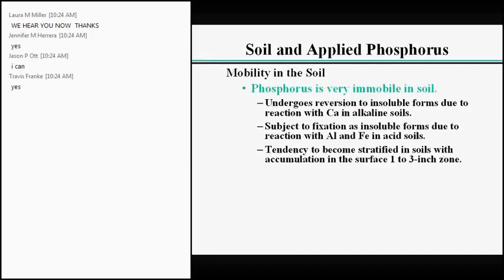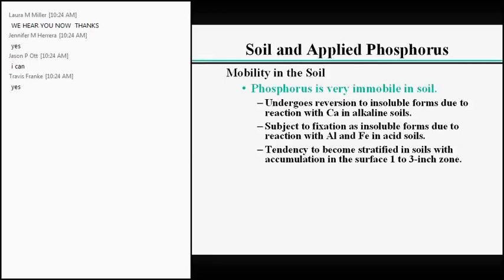So, what's the mobility of phosphorus in soils? Unlike nitrogen, where wherever the water is going, that's where the nitrogen's going, phosphorus doesn't move that way. It is very difficult to move phosphorus in soils. So we have basically two reactions that occur with phosphorus in soil once the source of phosphorus is applied to the soil, whether it be an organic source or an inorganic source. In alkaline soils, it's going to react mainly with calcium and magnesium, Mg, and we call that a reversion reaction.